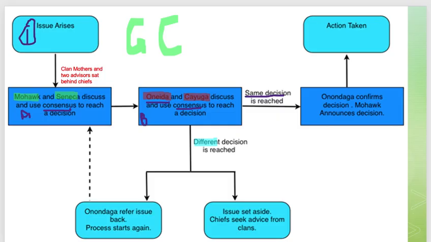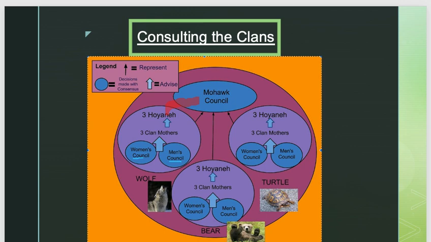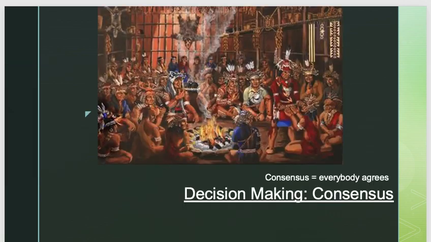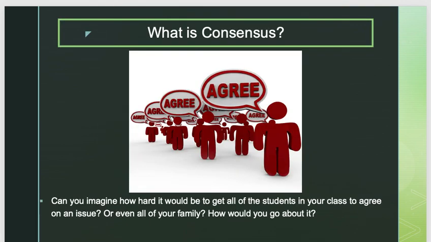So this is the Grand Council, which is all of the chiefs. This is within the clans itself. And here are just some words that take us to the exact same model. You can review that yourself. Today we're focusing on consensus. And consensus means everybody agrees, at the end of the day.